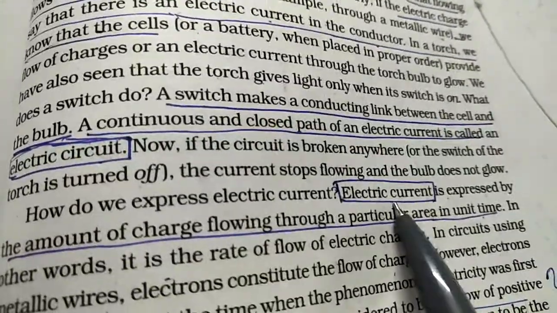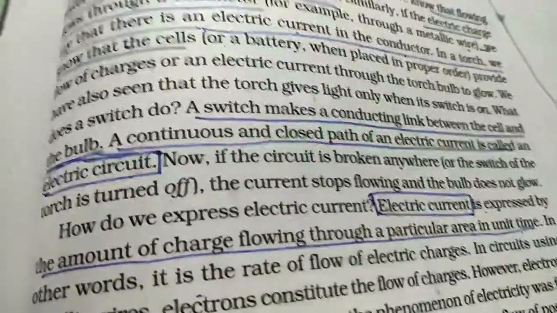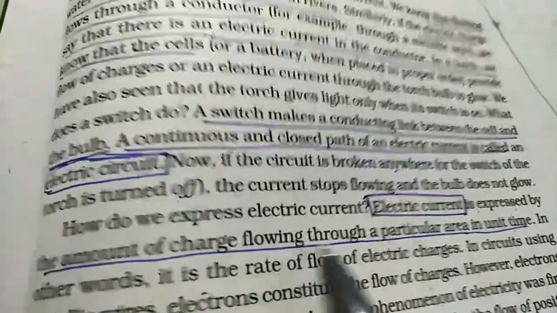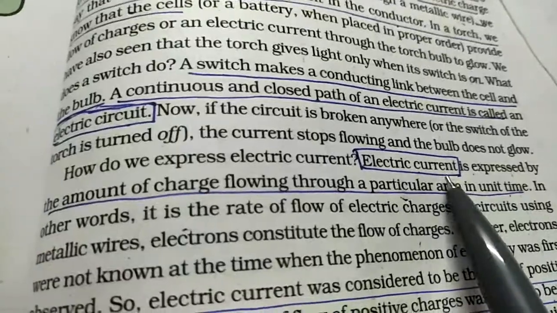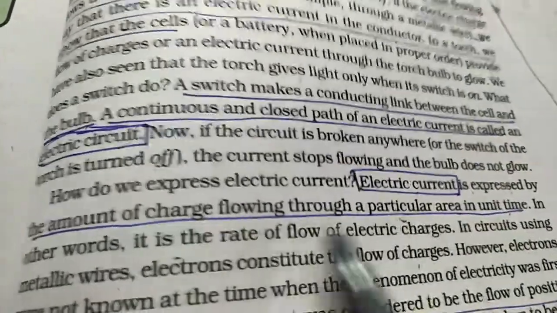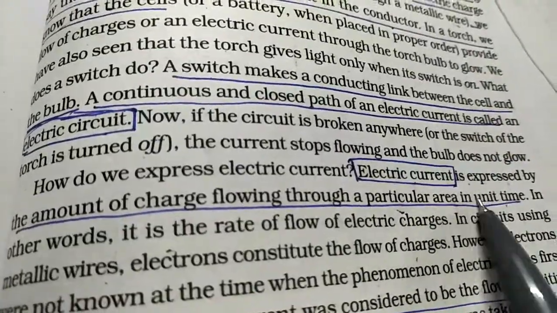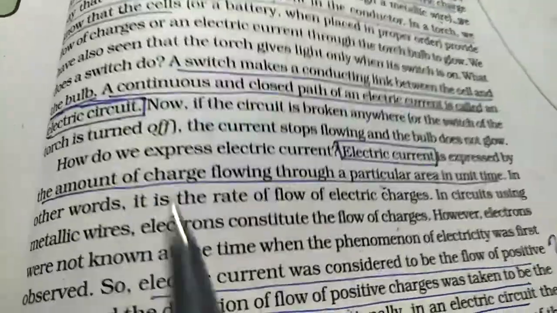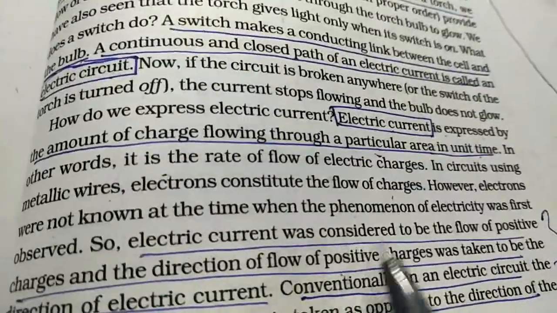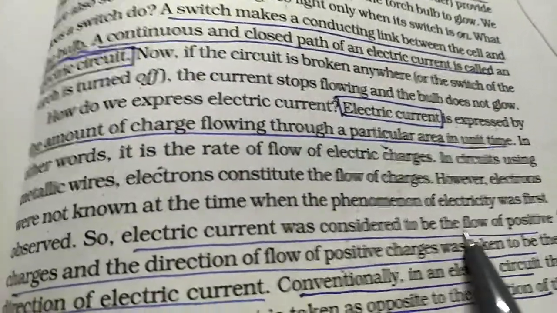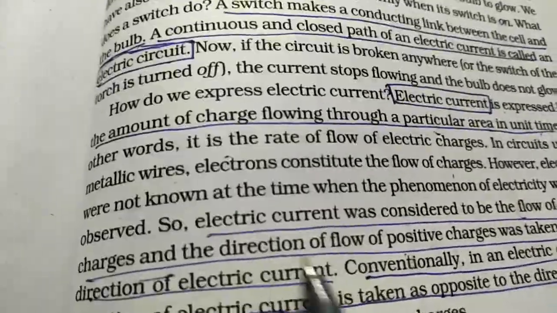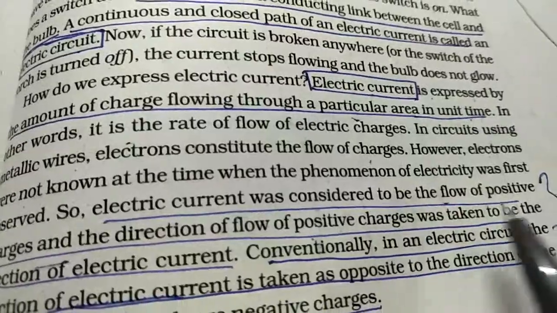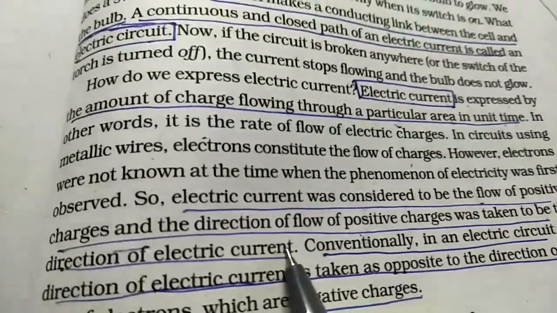Now next is electric current. Electric current is the amount of charge which flows through a particular area in unit time. This is the definition of electric current. So how much charge is flowing through a particular area of the conductor in unit time is called electric current. Before the discovery of electrons, electric current was considered as a flow of positive charge, and the direction of the positive charge can be taken as the direction of the electric current.